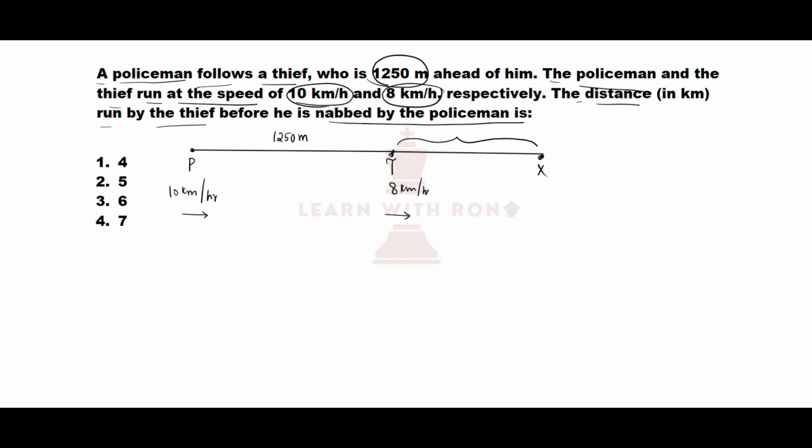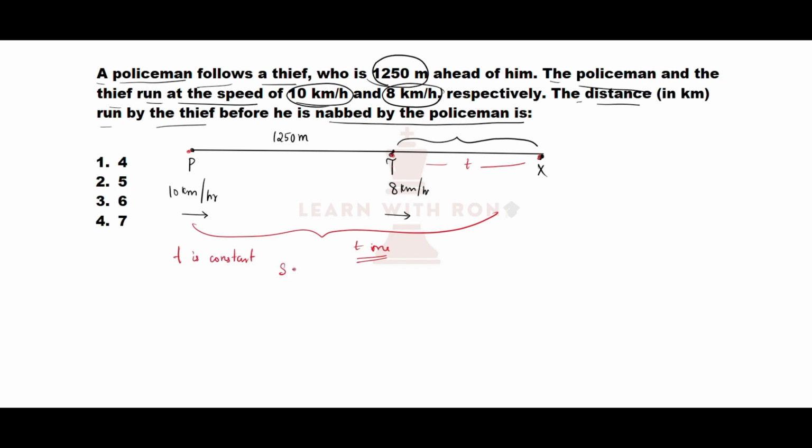Okay, let me tell you one point here. The time taken by the thief to run from point T to point X is the same as the time taken by the police to run from point P to point X. Let me repeat the point. Listen carefully. The time taken by the thief to run from point T to point X is T time, and the time taken by the police to run from point P to point X is also T time. Means here the time is constant.